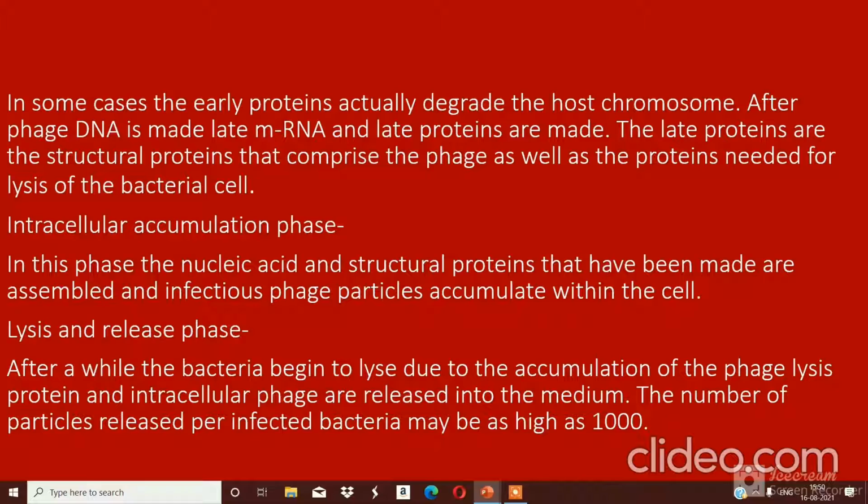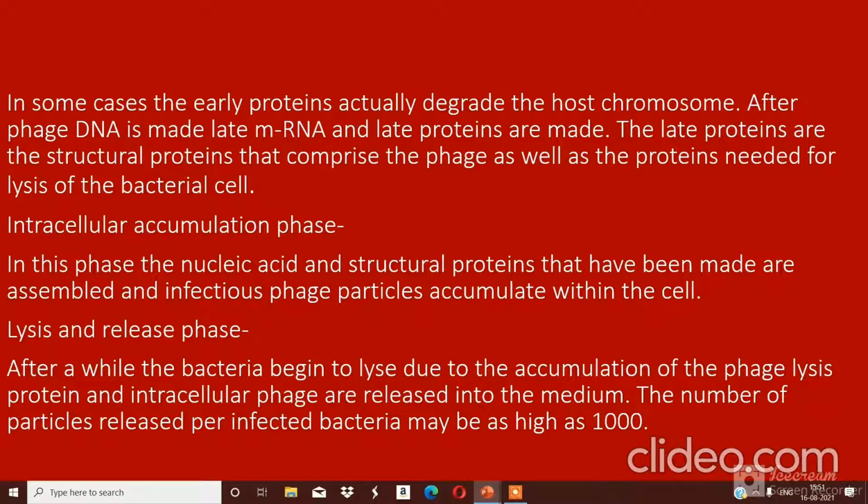So after fast DNA is made, late mRNA and late proteins are made. The late proteins are the structural proteins that comprise the phage as well as the proteins needed for the lysis of the bacterial cell. I hope that in a healthy bacterial cell, early mRNA and early proteins are made, whereas when bacteriophage infects bacteria, late mRNA and late proteins will be produced.